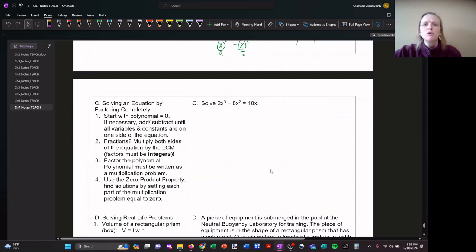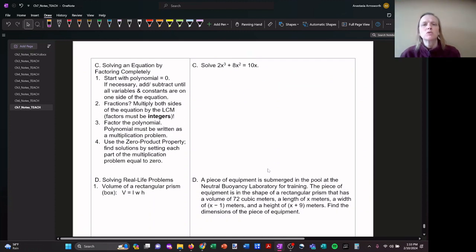How about 2x cubed plus 8x squared equals 10x? Okay, this time I have an equation that I want to solve, and I'm going to solve it by factoring. Because once I factor, then I can use the zero product property to write the polynomial as a multiplication problem and solve for the variable.